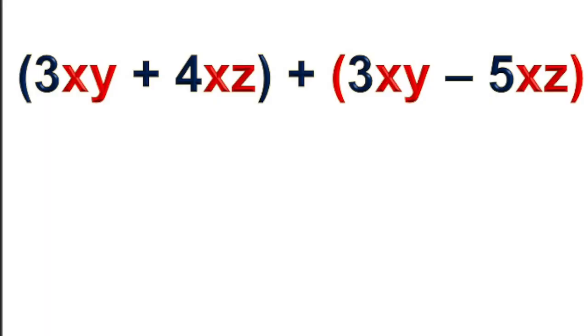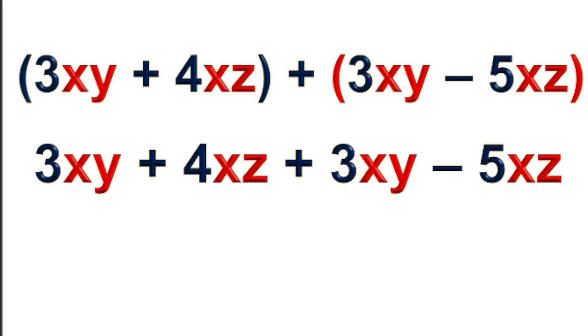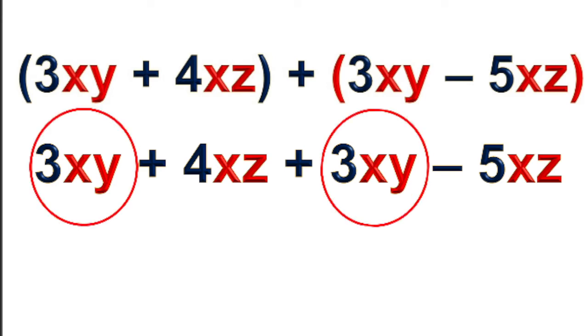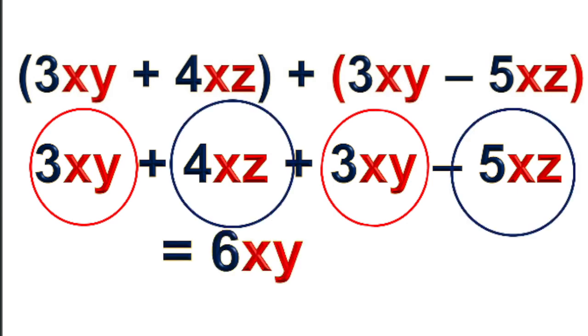Another example, adding 3xy plus 4xa to 3xy minus 5xa. So let's take the terms out of the parentheses. That becomes 3xy plus 4xa plus 3xy minus 5xa. We can simplify 3xy plus 3xy, which is equal to 6xy, and 4xa minus 5xa, which is equal to negative xa. So the answer is 6xy minus xa.